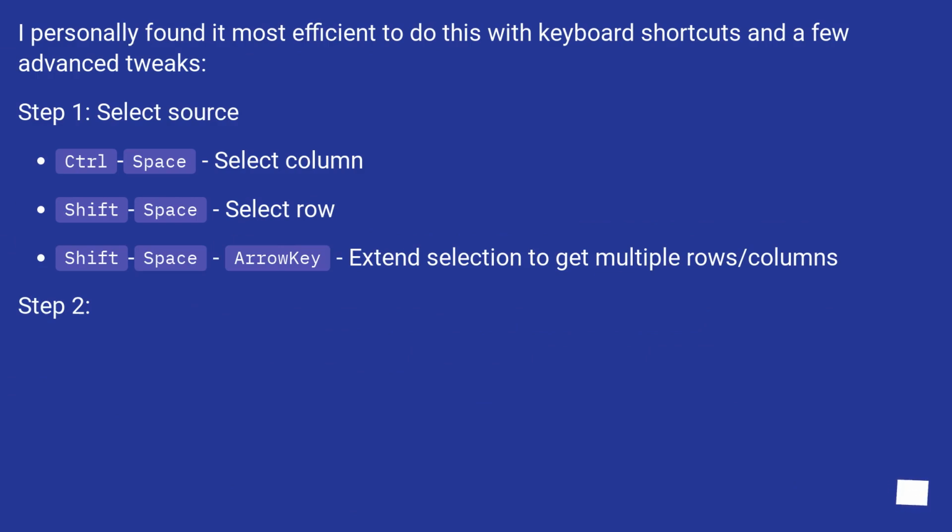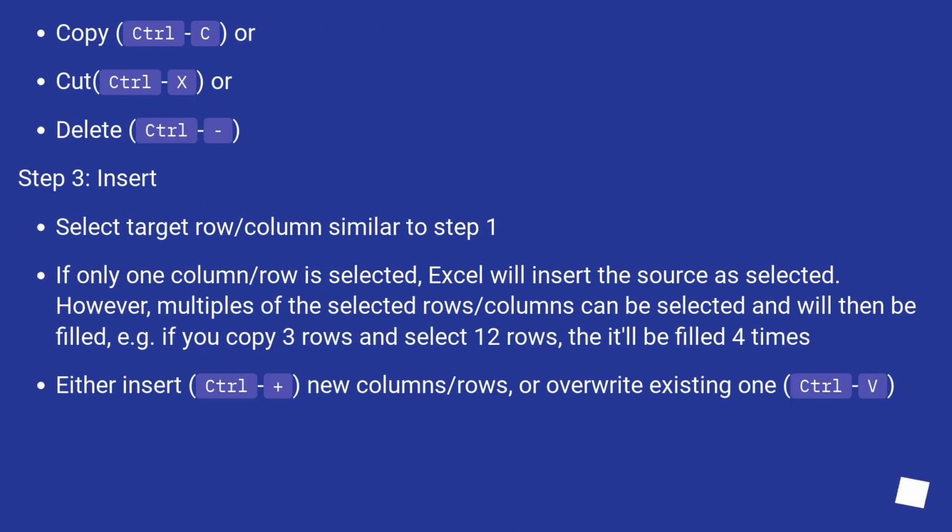Step 1. Select source. Ctrl+Space selects a column. Shift+Space selects a row. Shift+Space, then arrow keys, extends the selection to get multiple rows/columns. Step 2. Copy with Ctrl+C, or cut with Ctrl+X, or delete.